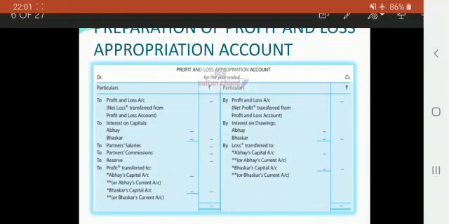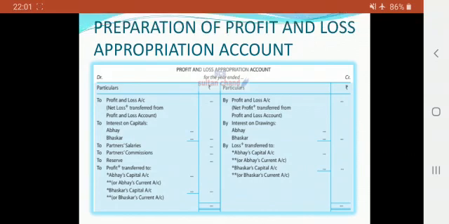Good morning, children. We are meeting here in session 2 of Fundamentals of Partnership Accounting. I hope you all have studied the portion which we covered in the previous session. Session 1 was left at a point where we were doing preparation of profit and loss appropriation account. A quick recapitulation of that.